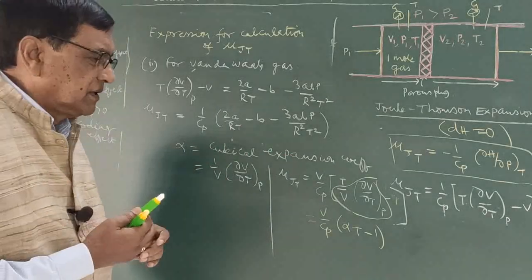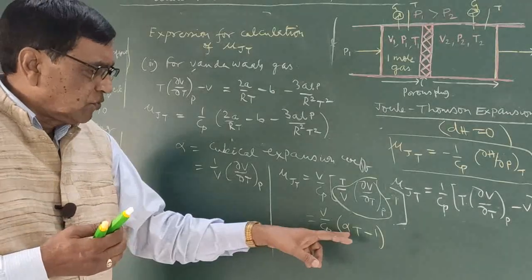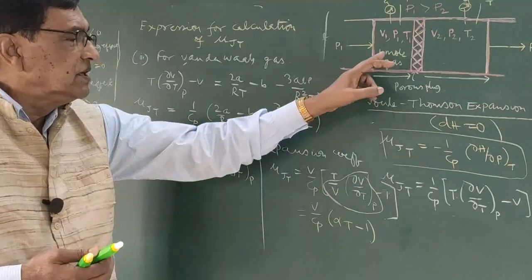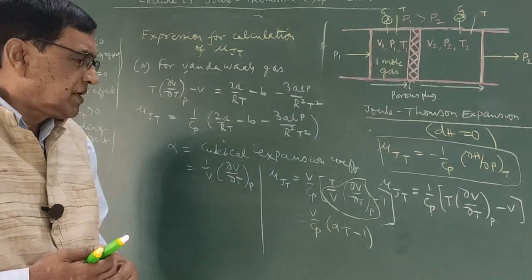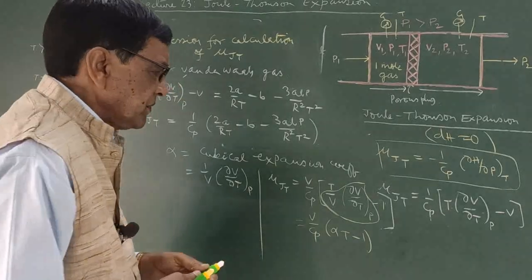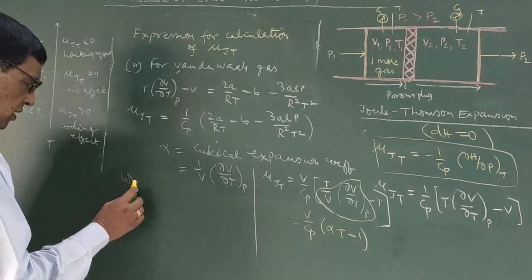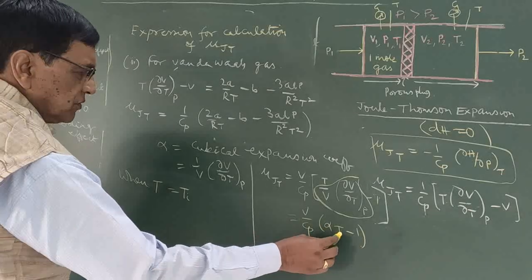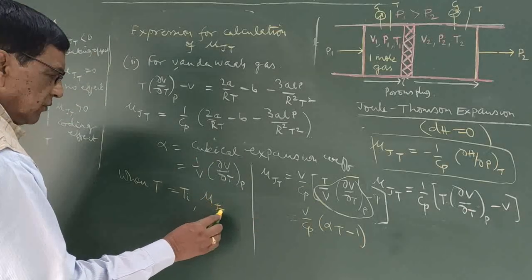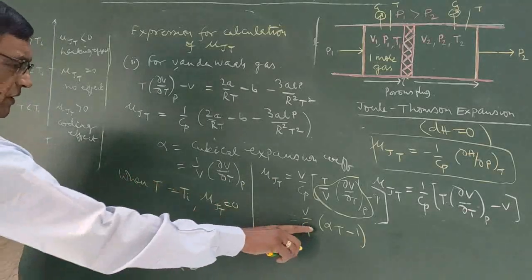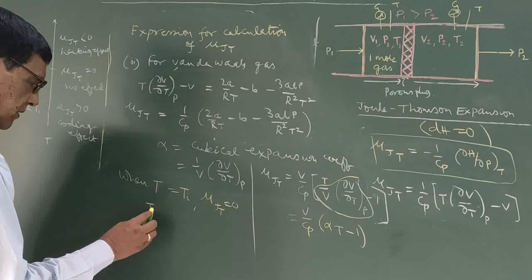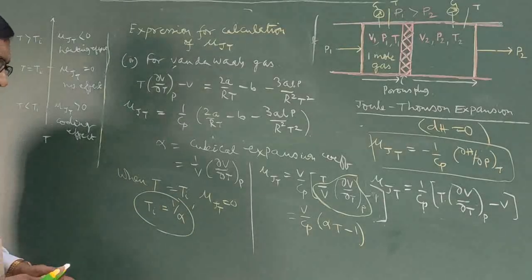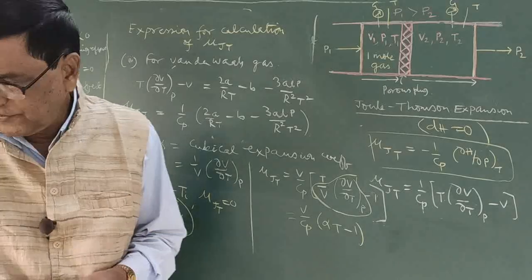So this is a very important expression of mu JT for any fluid whose equations we do not know. We only calculate this alpha and the initial temperature. V is the initial molar volume, and Cp is the constant pressure molar heat capacity. And again, when T equals Ti, this mu JT equals 0. So if we put that here, then simply this inversion temperature becomes equal to 1 by alpha. So if we determine this alpha, then we can get the value of Ti.